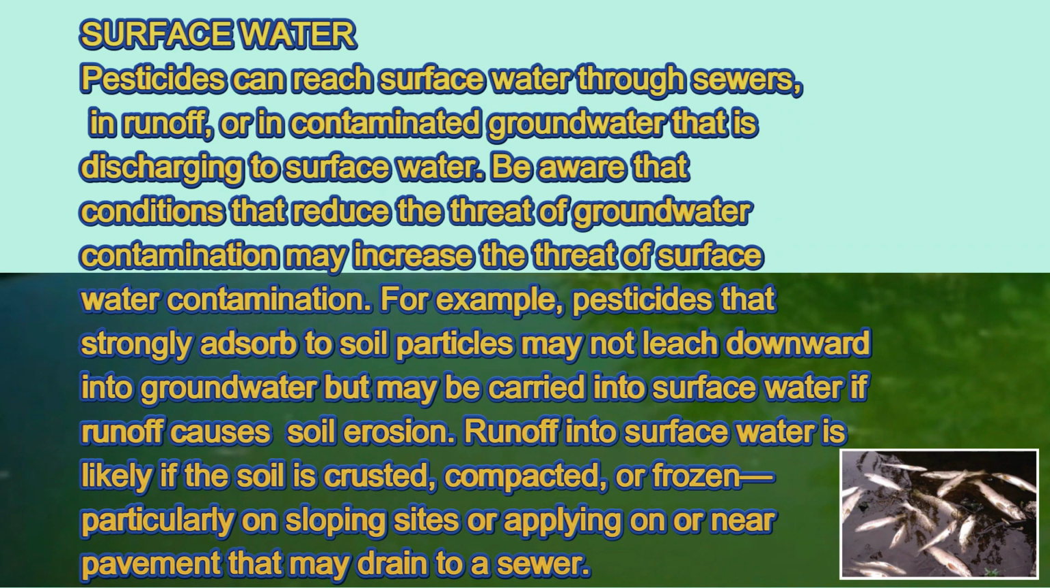Surface water. Pesticides can reach surface water through sewers, in runoff, or in contaminated groundwater that is discharging to surface water. Be aware that conditions that reduce the threat of groundwater contamination may increase the threat of surface water contamination. For example, pesticides that strongly absorb to soil particles may not leach downward into groundwater but may be carried into surface water if runoff causes soil erosion. Runoff into surface water is likely if the soil is crusted, compacted, or frozen, particularly on sloping sites or applying on or near pavement that may drain to a sewer.